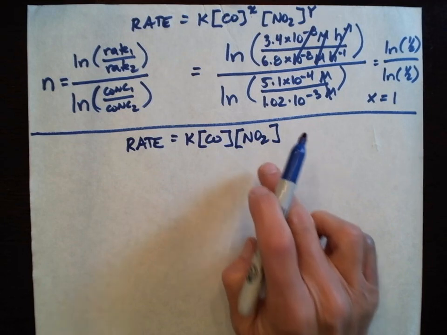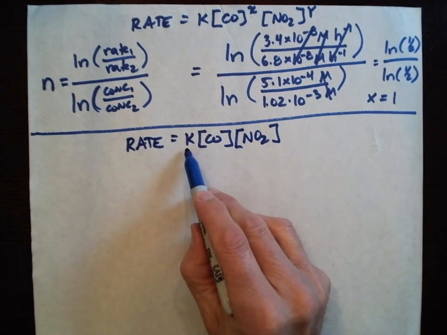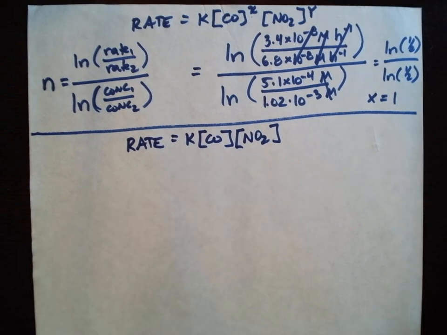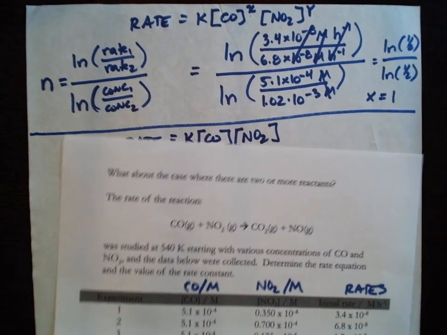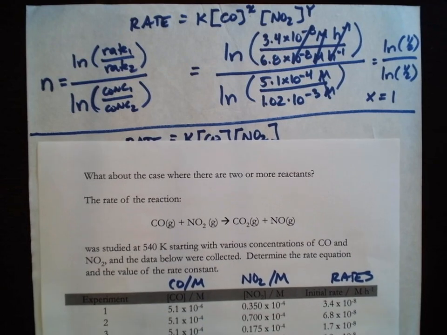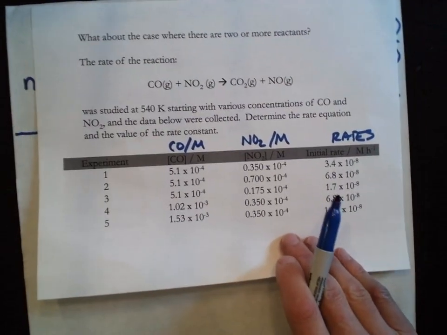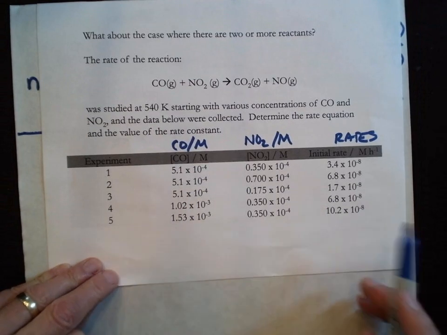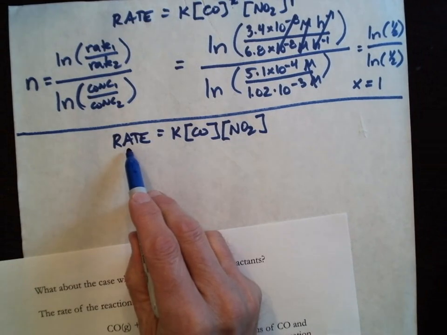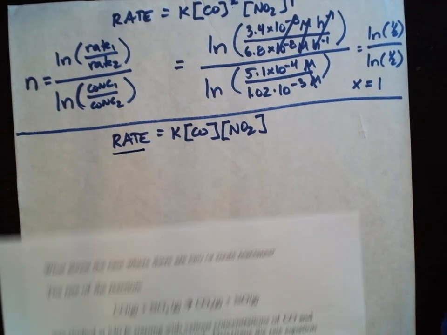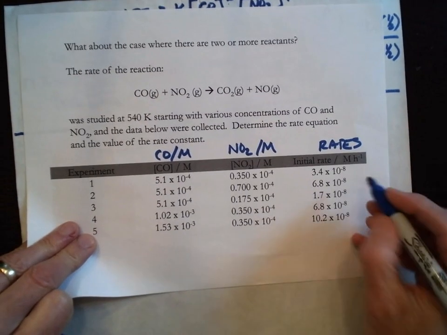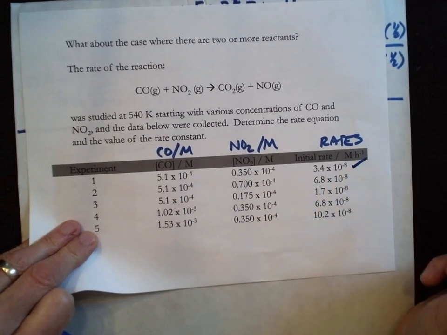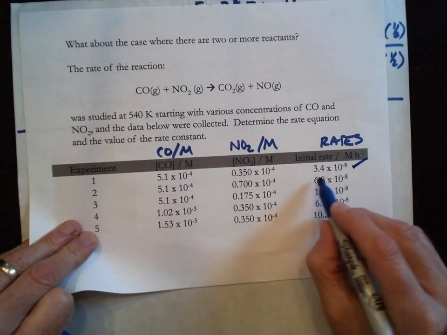We're not quite done, because we want to find out what is the value for k. And to do that, the actual numerical value for k, we'll pick the data from any one of these that we want. We'll plug them into this equation. We'll be able to plug in the rate. Let's just do that. Let's just do it for experiment 1. We can choose any one we want. I'm going to pick experiment 1.